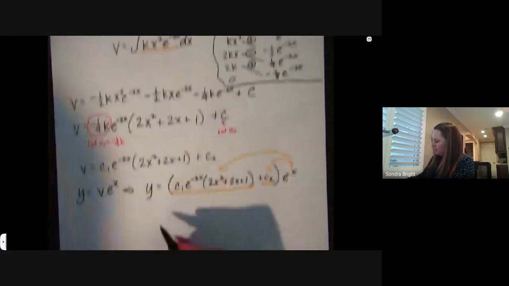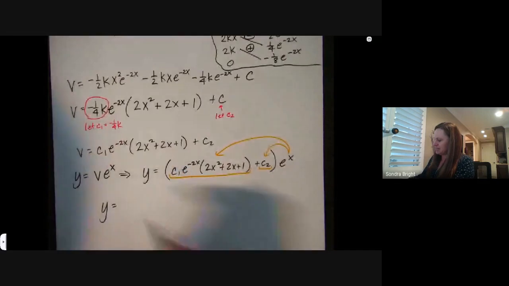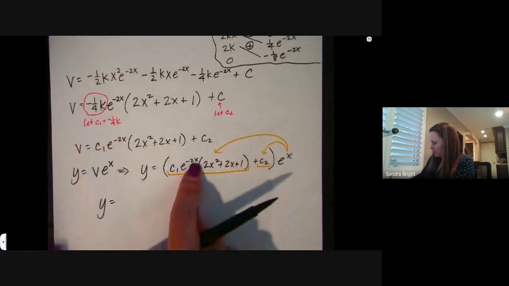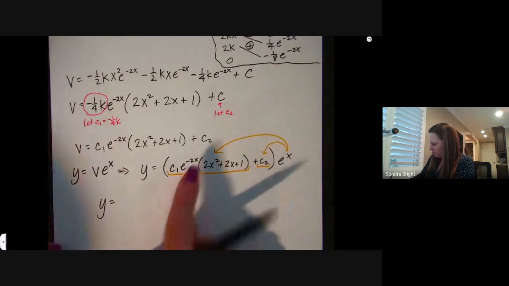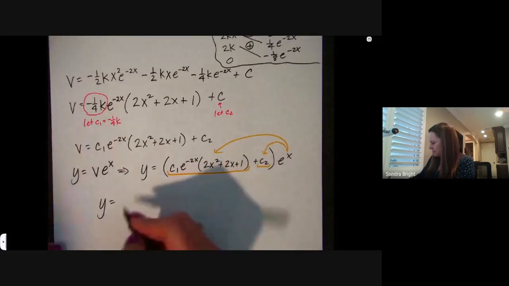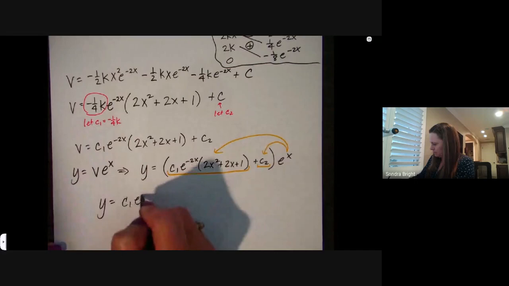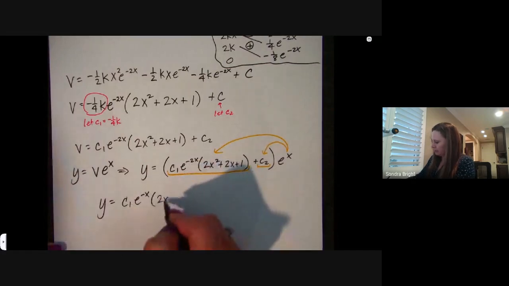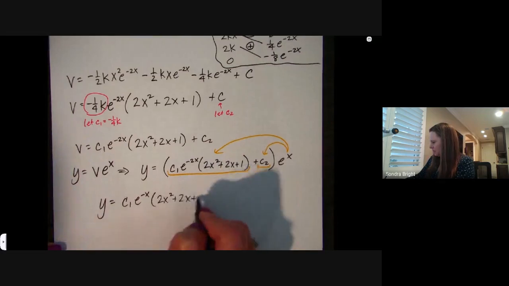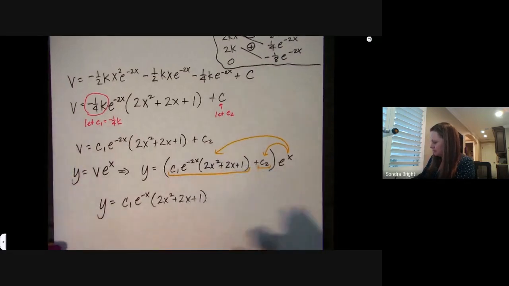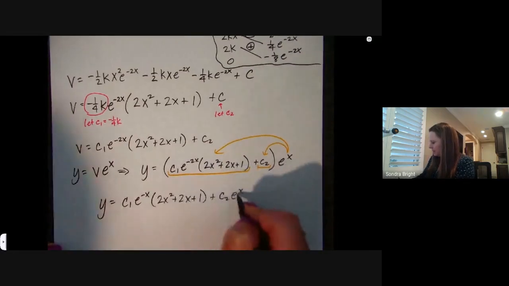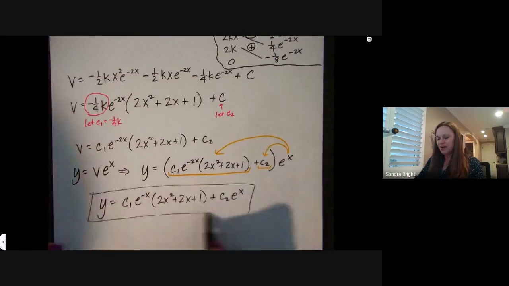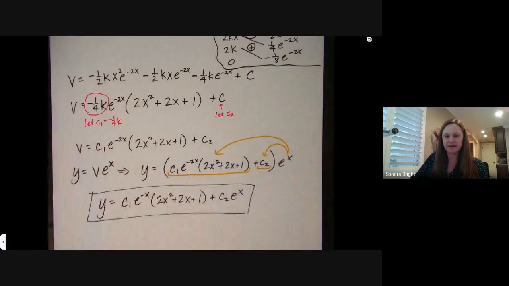You ready? When you multiply e to the x times e to the negative 2x, you're left with e to the negative x. So you've got C1 e to the negative x times this quadratic, and then plus C2 times e to the x. There you go. I know, crazy, right?